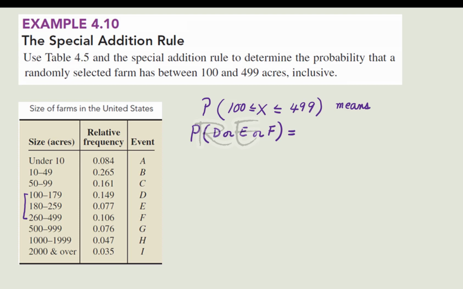Now, that probability is equal to P of D, which is 0.149, plus P of E, which is 0.077, plus P of F, which is 0.106. And the total is 0.332 or 33.2%.